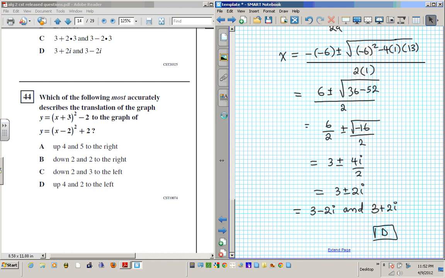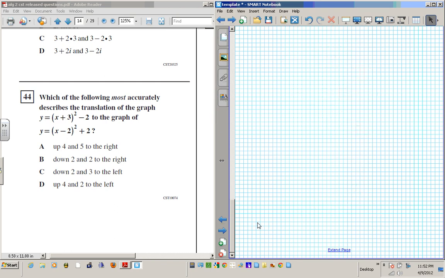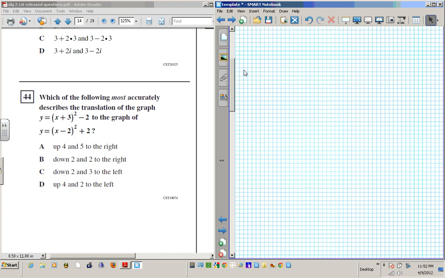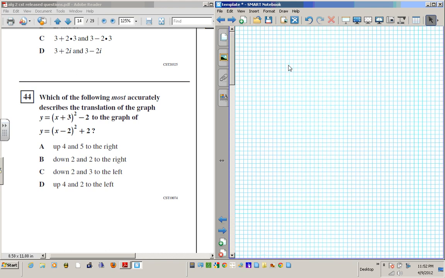It says, which of the following most accurately describes the translation of the graph y equals (x plus 3) squared minus 2 to the graph y equals (x minus 2) squared plus 2? So what I want to do is basically find the vertices, and then I can see how to go from the first one to the next one. Okay, so how do I go from v1 to v2?